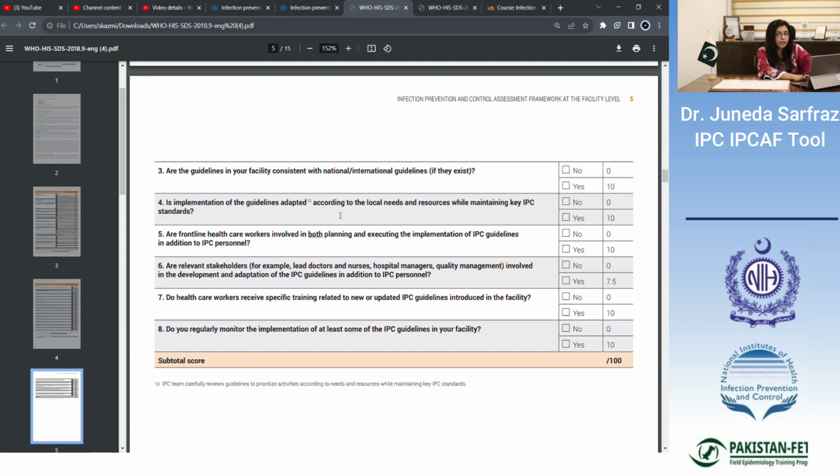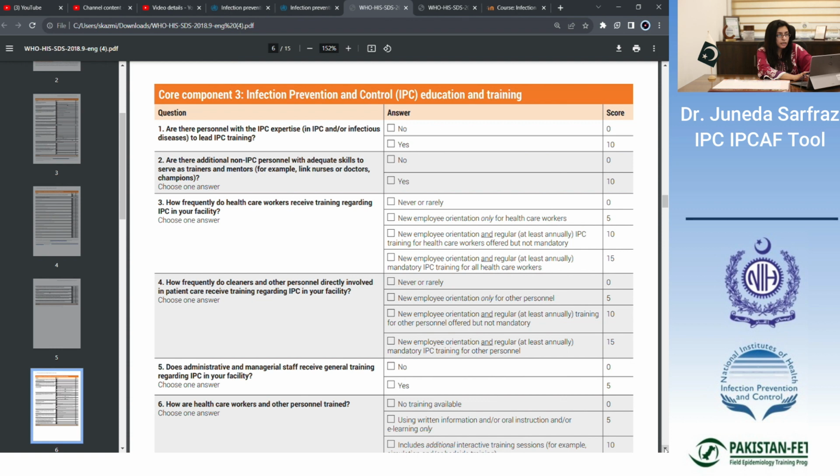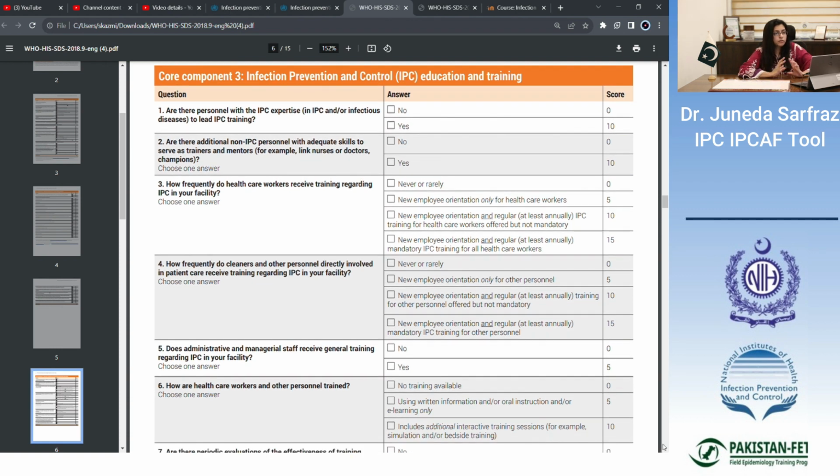Coming to the third component, infection prevention education and training. Within this, there are certain questions. I won't go into those questions in much detail. The subtotal would be out of 100, but the questions are different and the sub-questions are different as well. For example, the first one is, are there personnel with IPC expertise to lead the IPC training? If they are, then it's a 10. If they are not, then it's a 0.